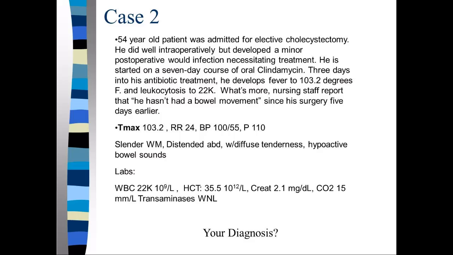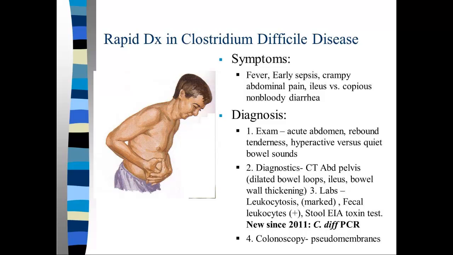C. diff, right? So it's looking like this could be C. diff. And again, indeed, this was Clostridium difficile disease. So let's think about how we rapidly diagnose C. diff in patients. So first of all, patients with C. diff typically have some pretty characteristic symptoms. And that can be crampy abdominal pain, copious non-bloody diarrhea.